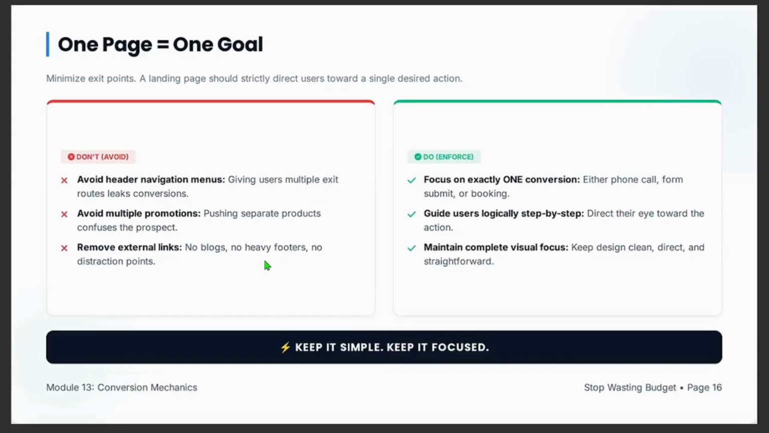And now, one page equals one goal. Listen to this golden rule. One page should have one goal. Do not put a full navigation menu on your landing page. Do not put multiple offers. Do not keep hidden navigation. Why? Because those things distract the user. They take attention away from your main goal.